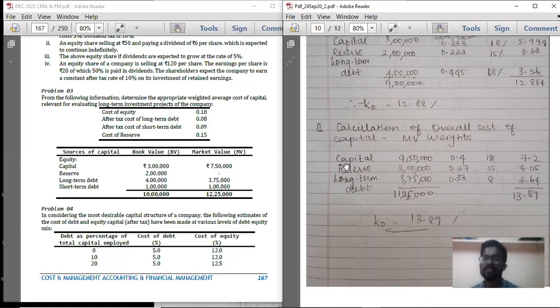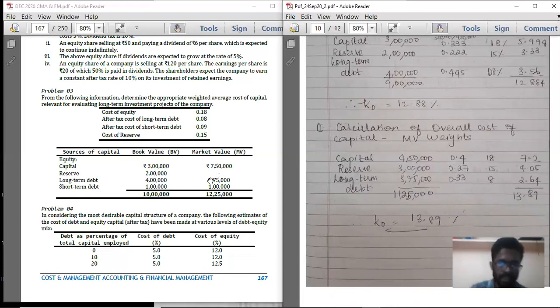So below that, under sources, first record capital. How much is the capital? Below that reserves, and below that long-term debt. What are the different sources? Capital, then reserves, then long-term debt. Now see carefully. Equity share capital market value they are given as 7,50,000.